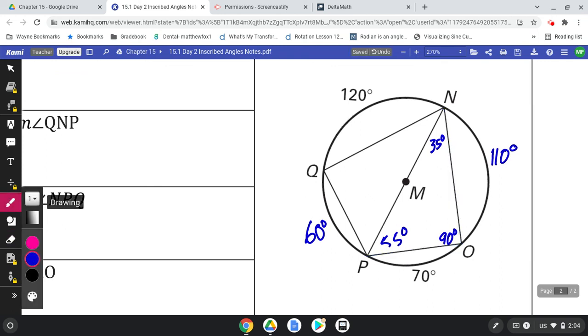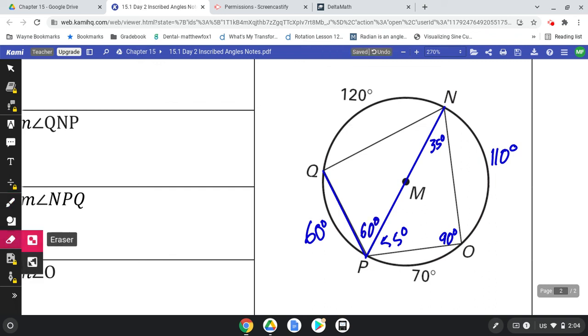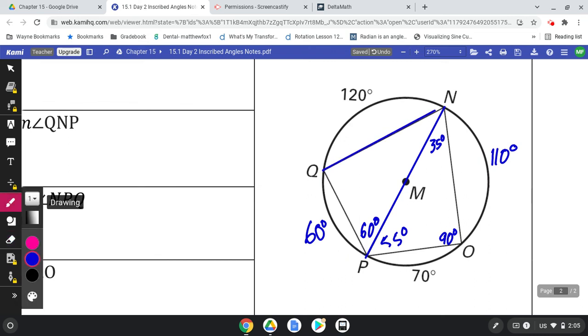Now, let's go to the other side of the circle, the other triangle. If we connect N to P to Q, that angle, we take 120 divided by 2, we get 60. All right. Our next one, let's go ahead and do QNP. That's 60 divided by 2 will give us 30. And our final one, PQN. Once again, semicircle, half of it is 180. Divided by 2 is 90.